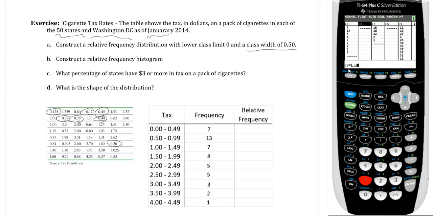So now my screen says L2 equals L1. What I want to do is take all the numbers from L1 and divide by 51. So I'm simply going to hit division, so divide by 51. So now it should say L2 equals L1 divided by 51. That's all I need. If I hit enter on that, it then should populate list 2 with all of the relative frequencies. These are all the values of 7 divided by 51, 13 divided by 51, etc. So all the relative frequencies are filled out.